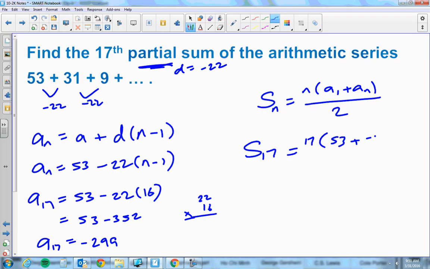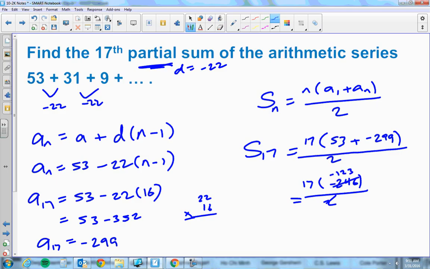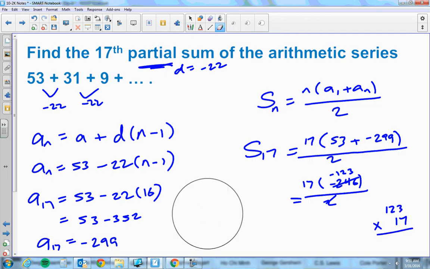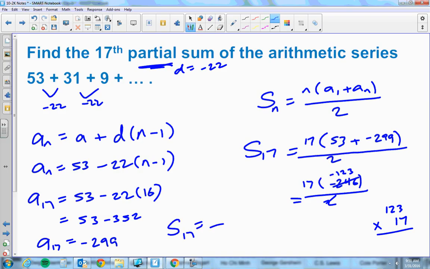We need to know the 17th term, and now we have it, so plug it in. Then if you start working this out, those numbers, when you add them, you get negative 246. And I would cancel first. And half of 246 is 123. Which means now you have to crank out 123 times 17. By the way, it's really a negative times a positive, which means the sum is negative.